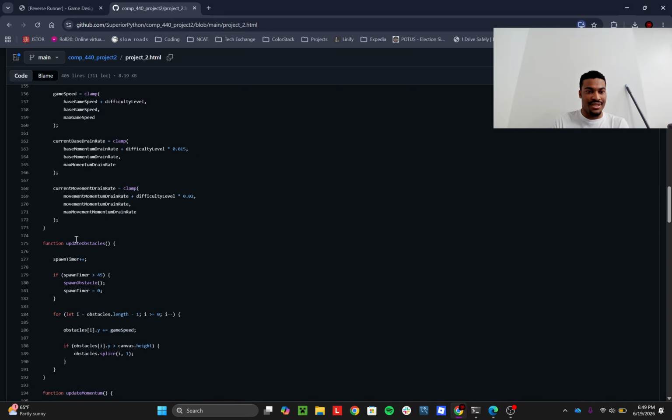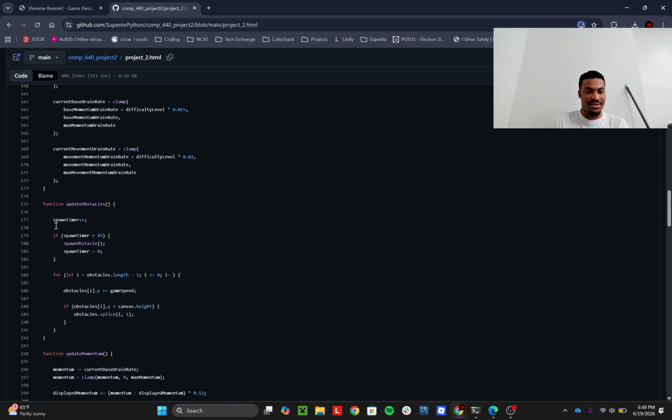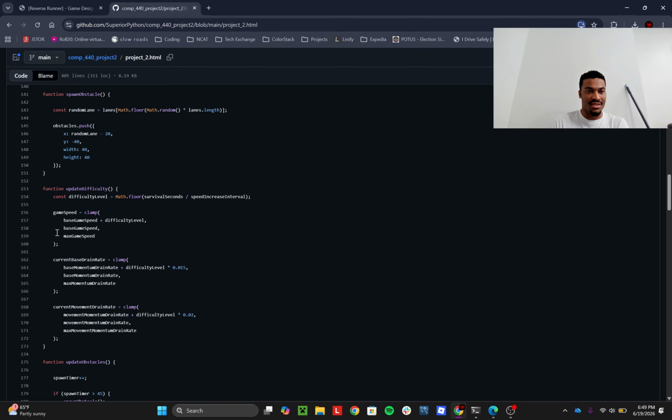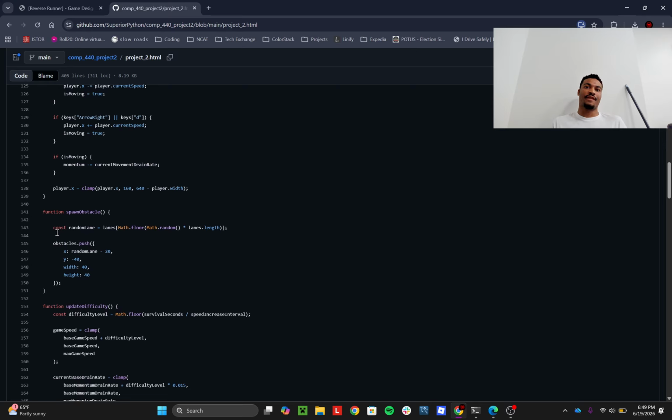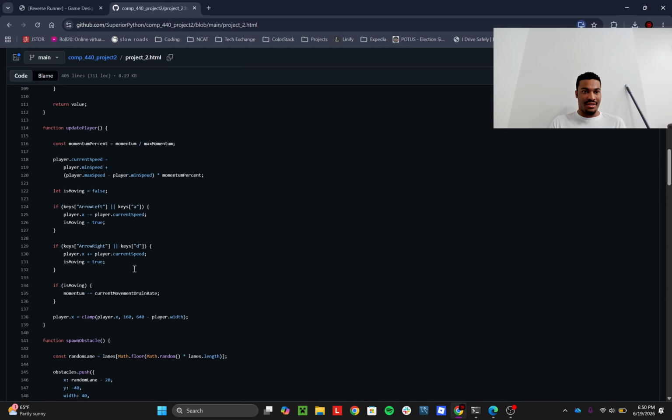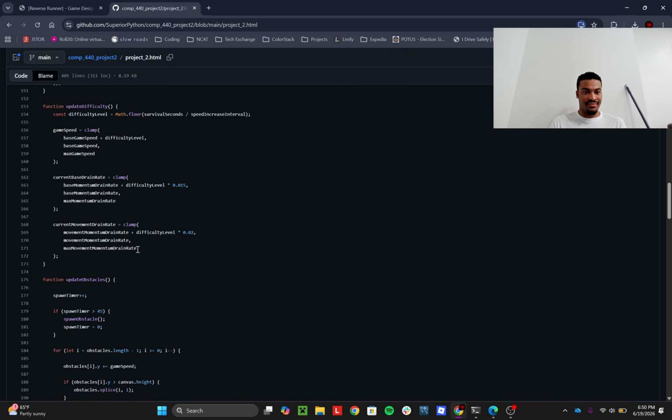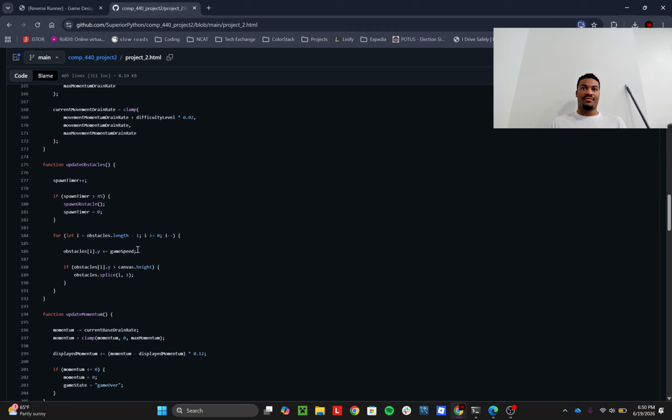Now, for spawning our obstacles. Each obstacle is randomly assigned to one of the 5 invisible lanes, and there's only a limited amount that can spawn on the screen. Now for updating obstacle movement, obstacles have to move downward and are removed once they leave the screen.